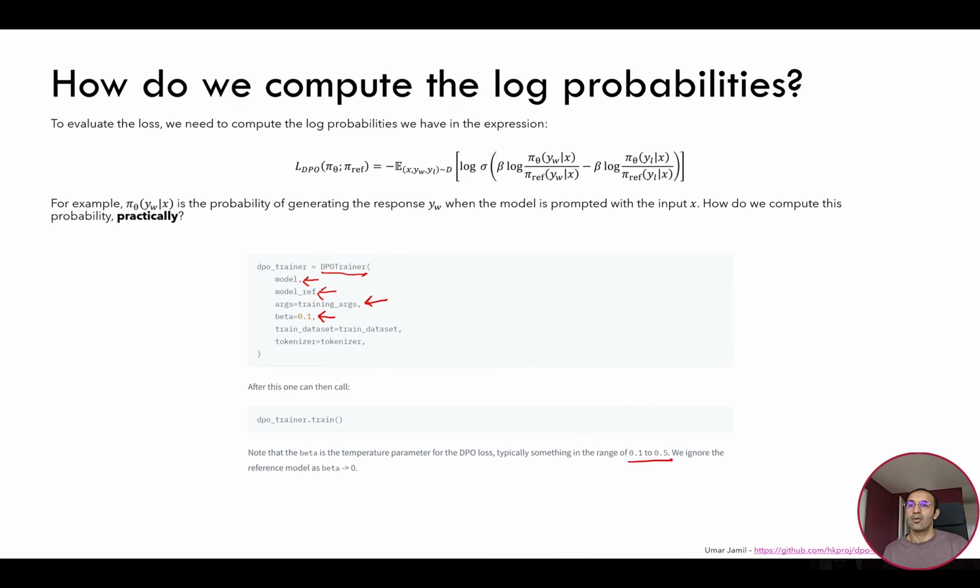hyperparameter. Now, what will happen inside the library of the DPO trainer, so inside the Hugging Face library, when you use the DPO trainer, they compute this loss. So they calculate these log probabilities you can see here. For example, this log probability you can see here. But how do they actually compute it?